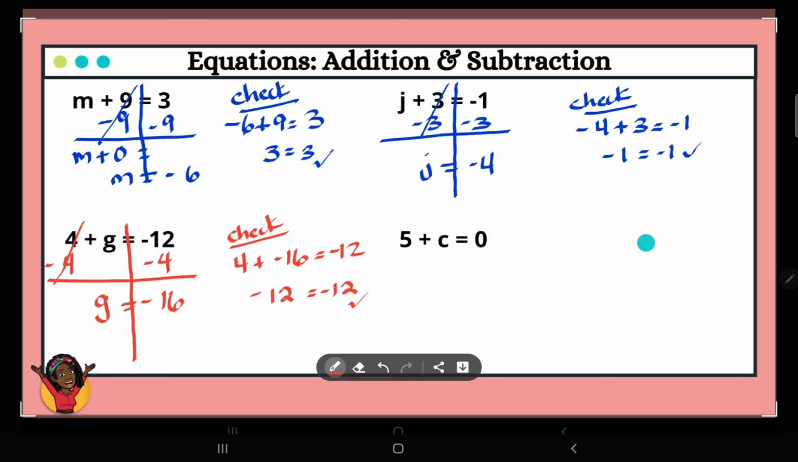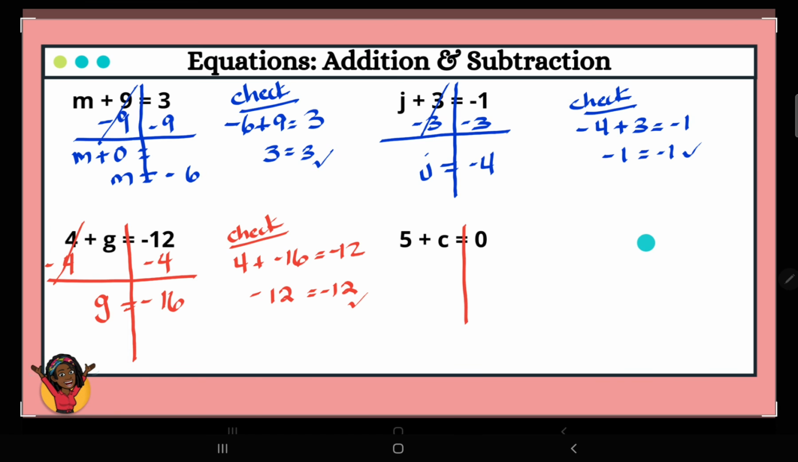Okay, so again, what is our objective? Our objective is to get the variable by itself. And how do we do that? We use inverse operations to move whatever number is next to it. So here we're adding 9, we're adding 3, we're adding 4. So we're using the inverse of addition, which is to subtract, to move that number.